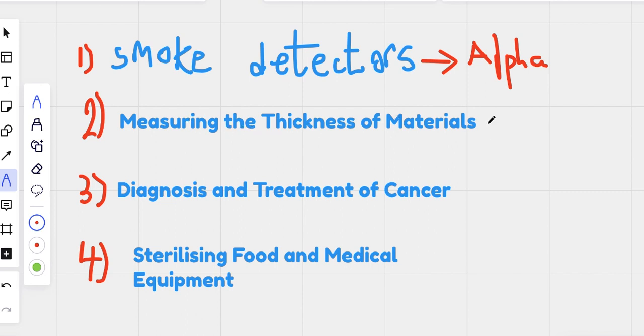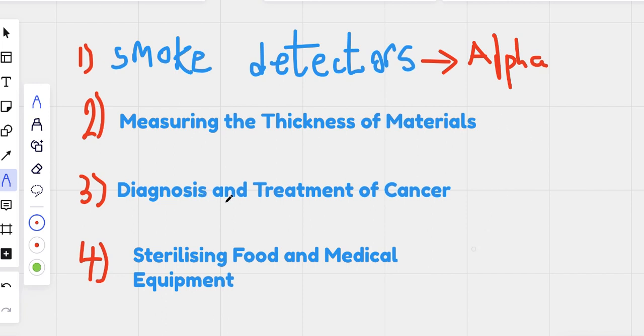Measure the thickness of material like paper, sheet of paper, aluminum foil. We can use the beta particle. If you use alpha, it will be stopped by aluminum foil. So we can use beta because some will be absorbed, some will penetrate. So we'll be able to measure how much penetrates and how much is being absorbed. In that way we're able to control the thickness.